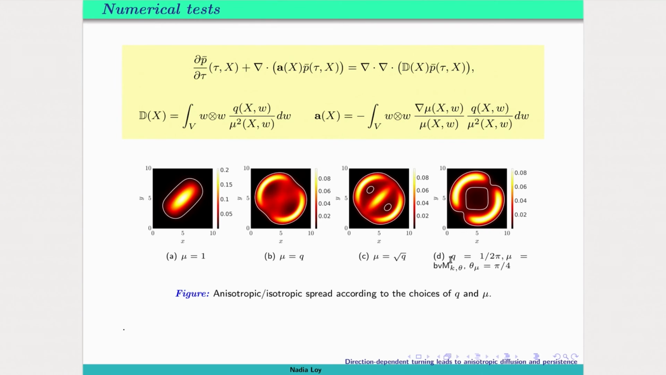On the other hand, if Q is constant, so if there are no fibers and we try to investigate only the role of this direction-dependent turning rate, and so we have that mu is distributed over pi 4, so pi 4 is again the direction of the highest turning rate. Then we have that cells tend to go away from the center, because in the center, in all these cases, there is the highest turning frequency, and they tend to go away from this position, but in the orthogonal direction to pi 4.